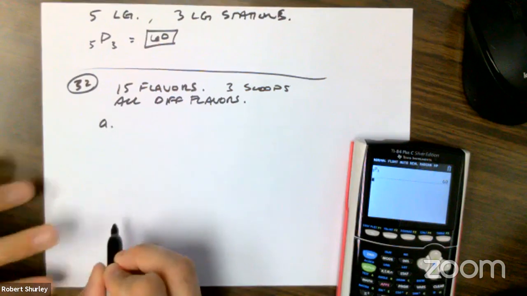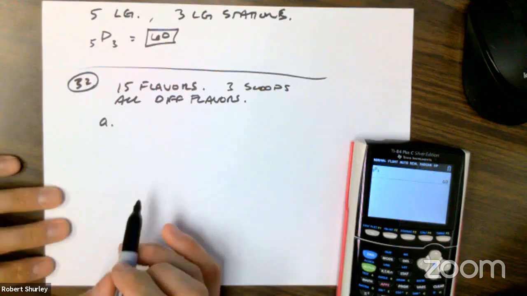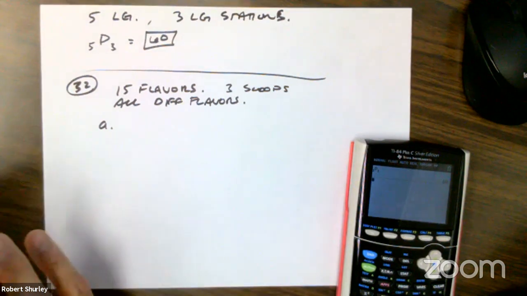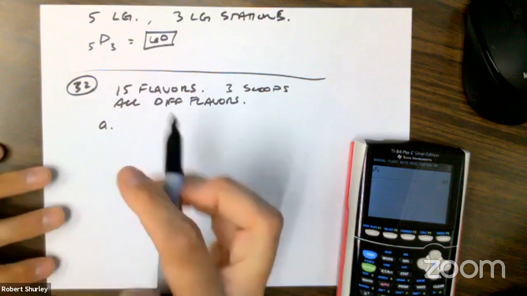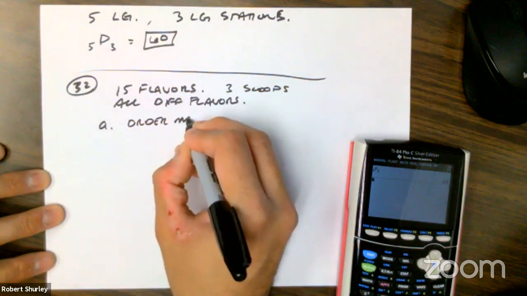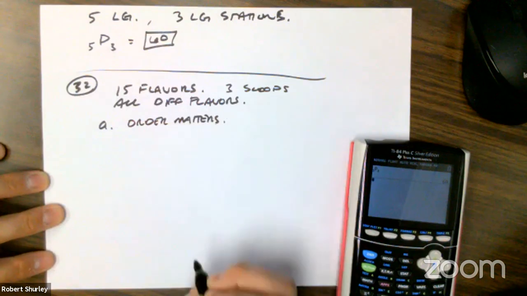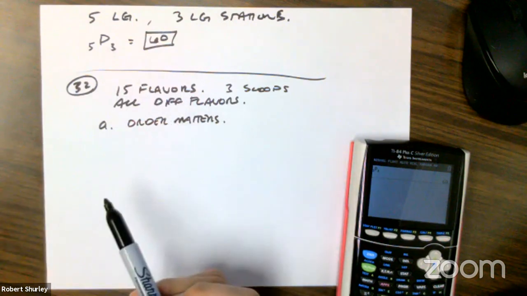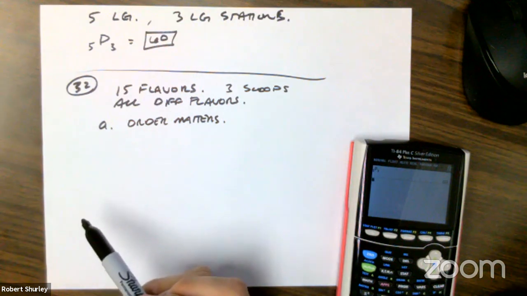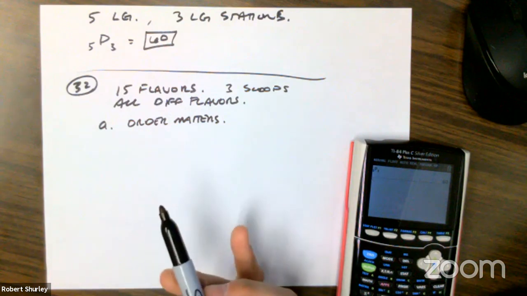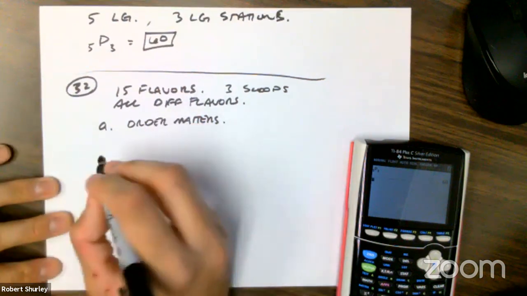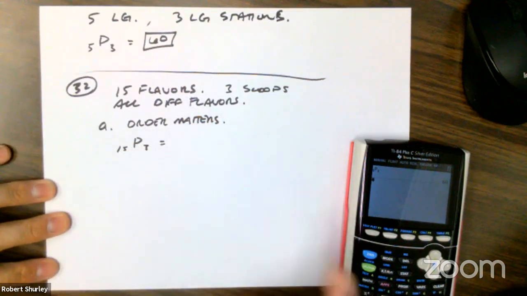Now, part A, I'm going to get to part B in a little bit, but part A says, how many ways can you choose a cone if it matters which flavor is on the top, middle, and bottom? So I'm going to say order matters, right? Like vanilla, chocolate, and pistachio, but then pistachio, vanilla, chocolate would be considered a different permutation. If order matters, how many different cones can you have? Well, for this example, it would be 15 permutate 3.